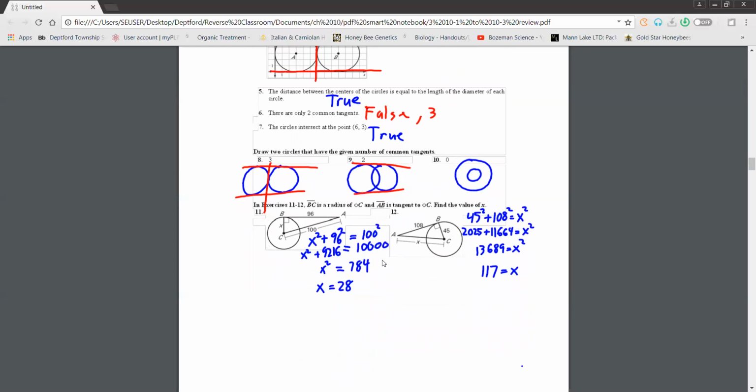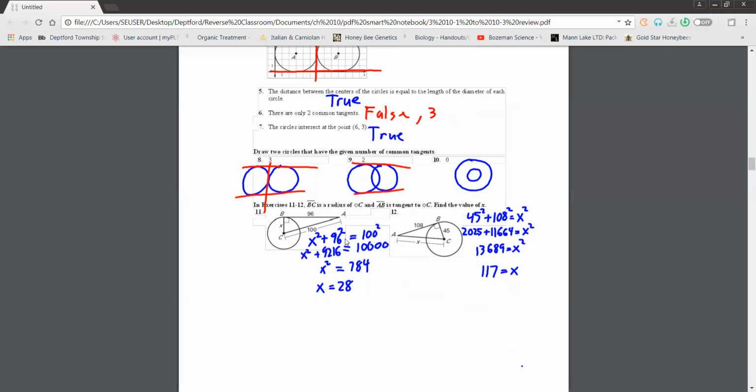11 and 12, we're looking at the tangents again. BA in both of these is a tangent. So the tangent hits the radius at 90 degrees, meaning I can solve these triangles using the Pythagorean theorem, which is what's drawn out here. The key thing is, what is your hypotenuse? That's your C. That's this one that's by itself.